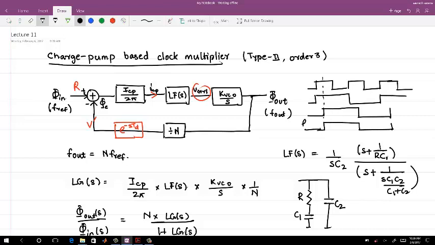So this one is reference and this is V. Your face can move. The thing is, you can say that the output edge and the divided reference edge, or sorry, the output edge and the input reference positive edge, they are not aligned.